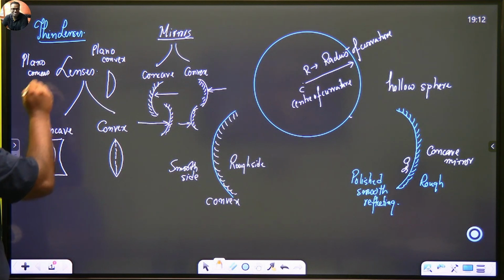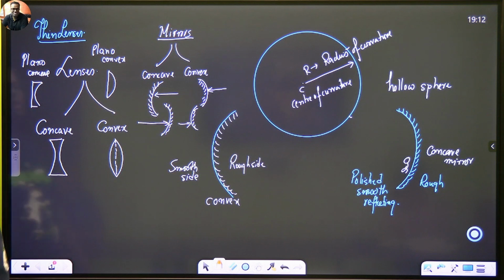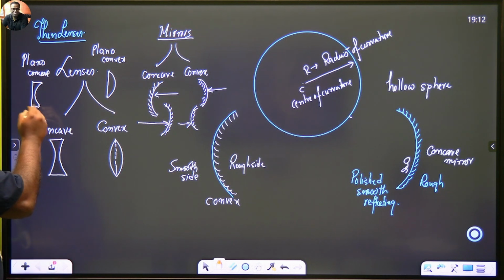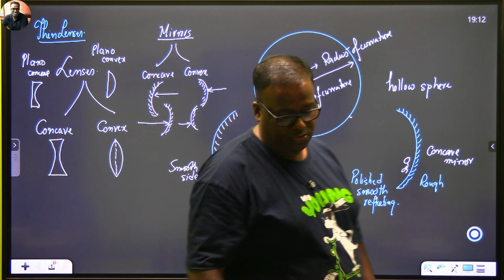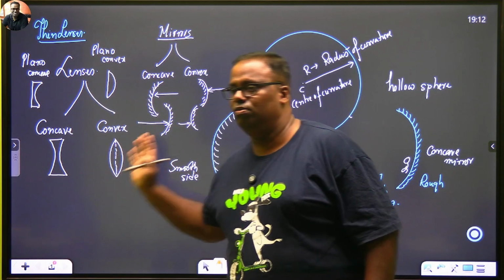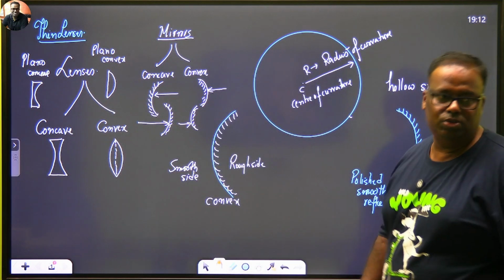And we should also know what a plano-concave is. A plano-concave will be something like this. Two plano-concaves joined back to back gives me a concave lens. Our study in Cambridge starts from concave and convex. Is this clear? Any doubt out here?